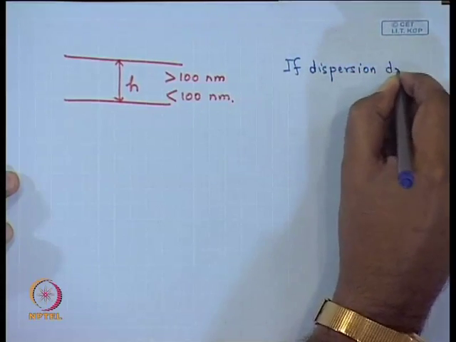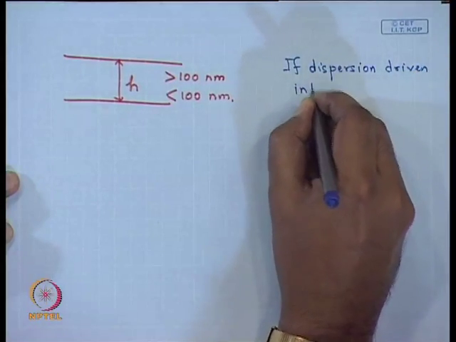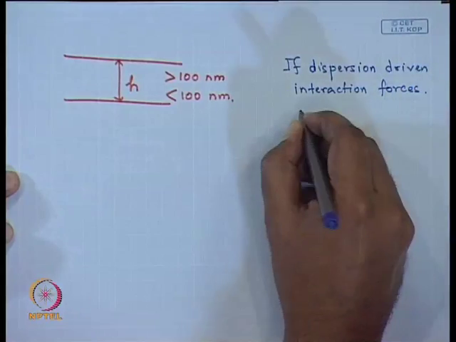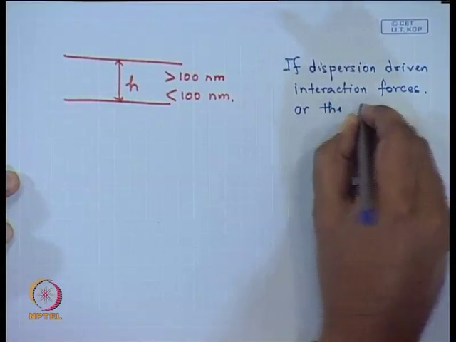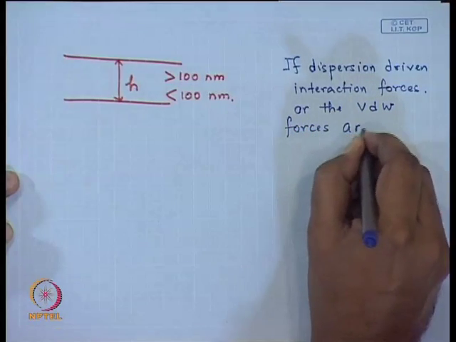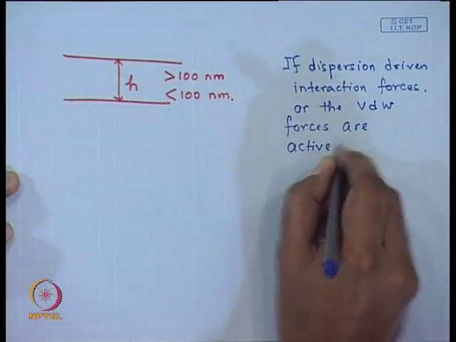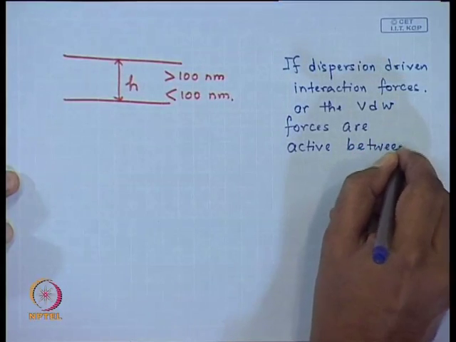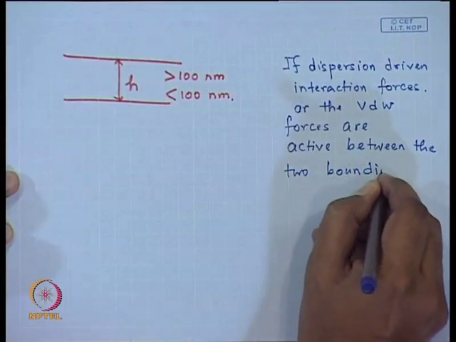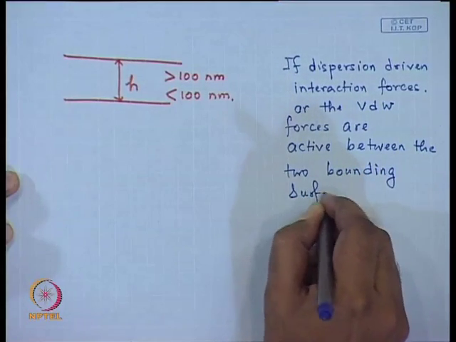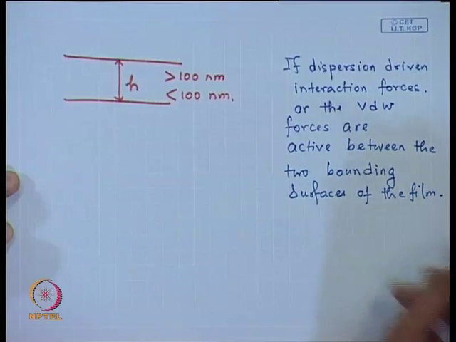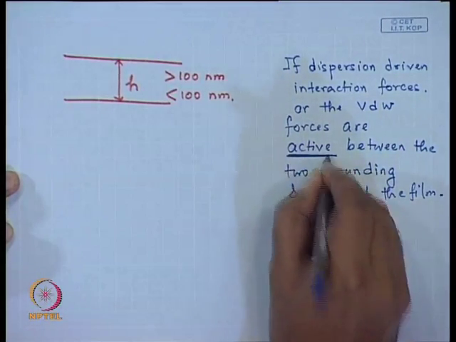dispersion driven interaction forces, or loosely speaking the van der Waals forces, are active between the two bounding surfaces of the film. So, what it means, this is the most important thing, whether they are active.